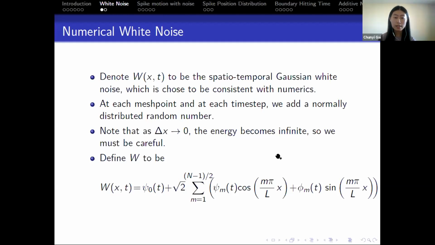Also, since it's hard to analyze using this definition, we use an equivalent formulation, which is shown here. That is, we define the Gaussian white noise in this form, where phi m and psi m are independent standard normal distributions. Also, if you compute the variance of this W, the variance will be capital N.